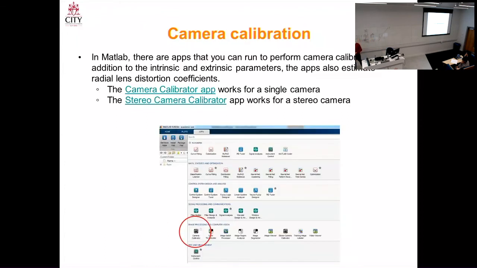Okay, so in order for this to work, you need to know all of those parameters, okay? You need to know what the rotation of the camera is. You need to know the focal length and all of that. So in order to get all that stuff, you have to calibrate your camera, okay? Calibration essentially is figuring out what the intrinsic and the extrinsic parameters are for the camera.